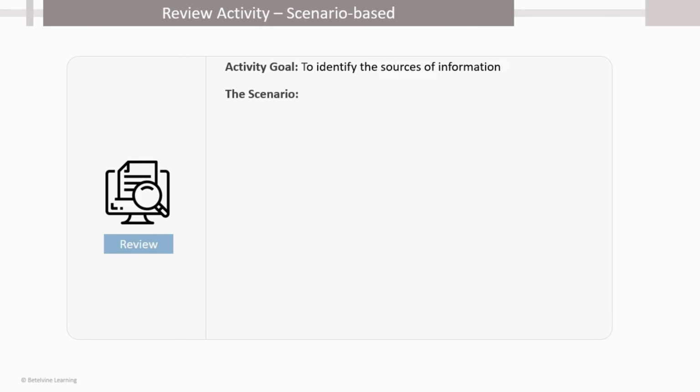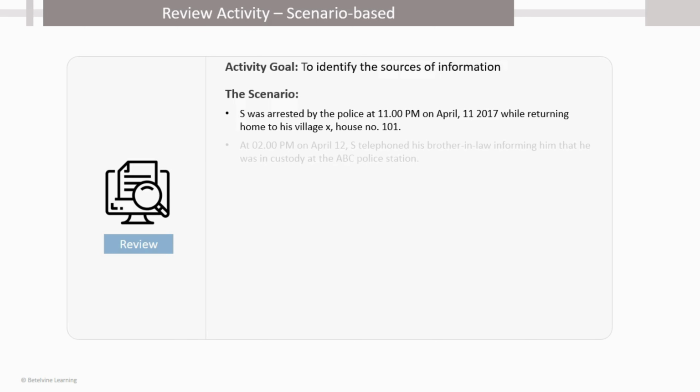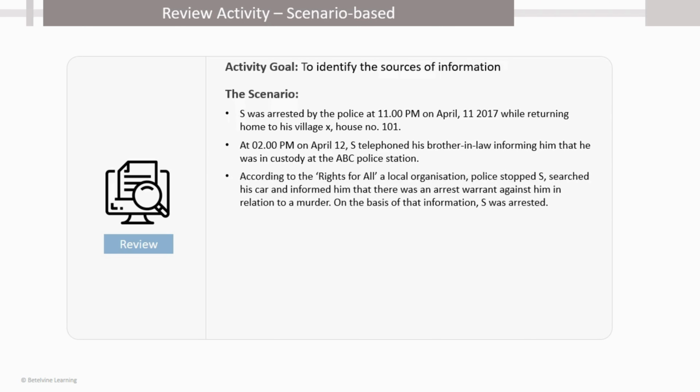What is the scenario? S was arrested by the police at 11 p.m. on 11th April 2017 as he was returning home to his village, X, house number 101. At 2 p.m. on April 12, S telephoned his brother-in-law informing him that he was in custody at the ABC police station. According to the Rights for All, a local organization, police stopped S, searched his car, and informed him that there was an arrest warrant against him in relation to a murder. On the basis of that information, S was arrested.